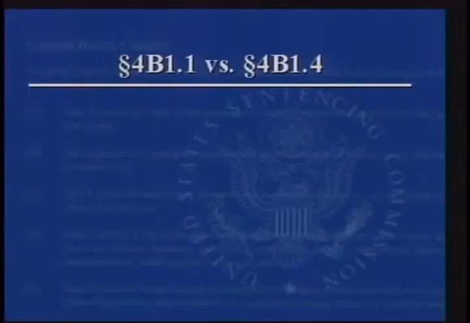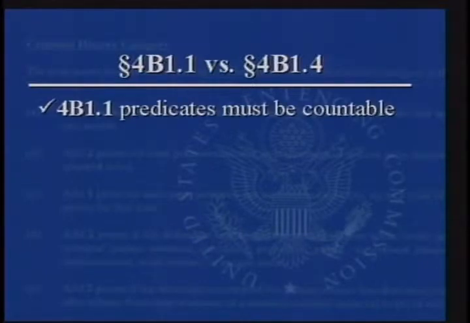So we've talked a little bit, you explained career offender, I talked about armed career criminal. It's probably best to highlight the distinct differences between the two so we know what we're dealing with. So when we're contrasting career offender with armed career criminal, keep in mind that the prior convictions that qualify as predicate offenses under the career offender guideline must be countable. And that means simply that they must have received criminal history points under subsections A, B, or C of guideline 4A1.1. So either 2, 3, or 1 criminal history point would have been assigned.